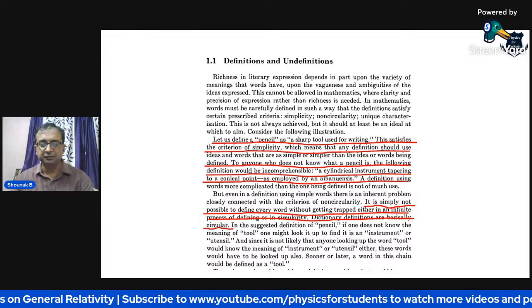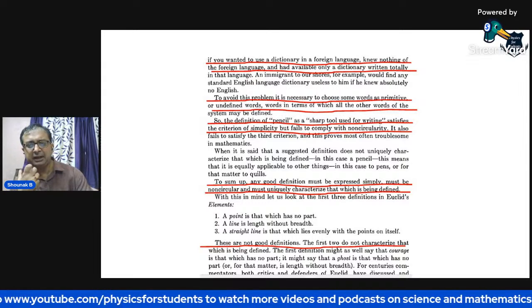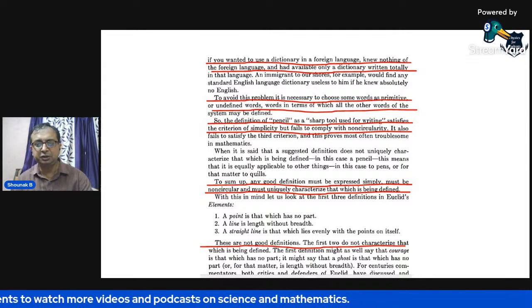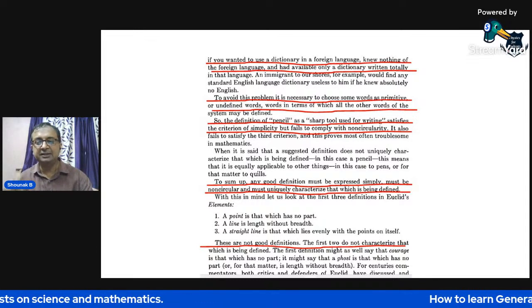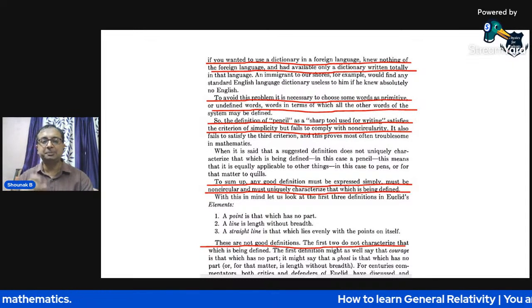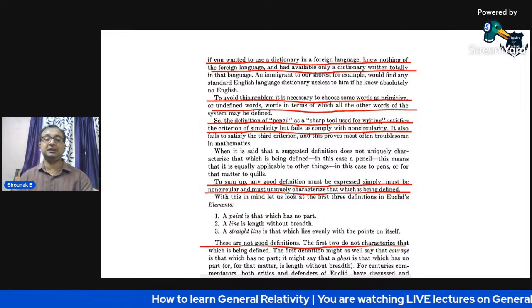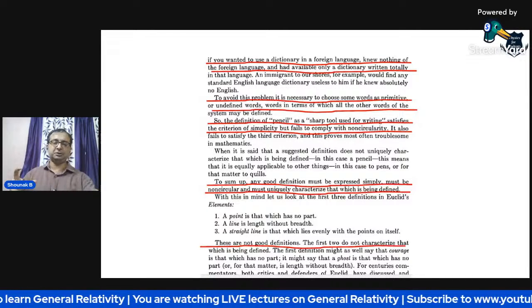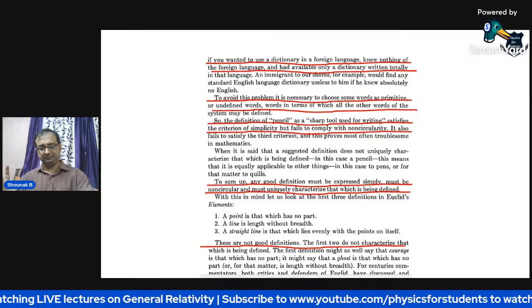Read the second part, which is equally important. Imagine you wanted to use a dictionary in a foreign language, knew nothing of that foreign language, and had available a dictionary written totally in that language. To avoid this problem, it is necessary to choose some words as primitive or undefined words in terms of which all other words or systems can be defined. That means it has to be some very primitive terms which have not been defined.